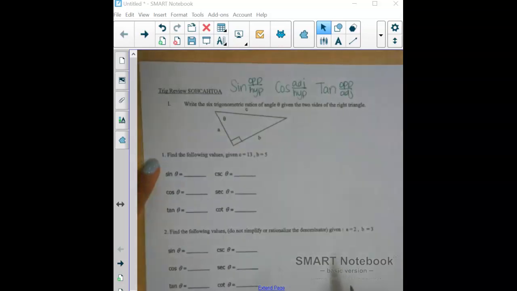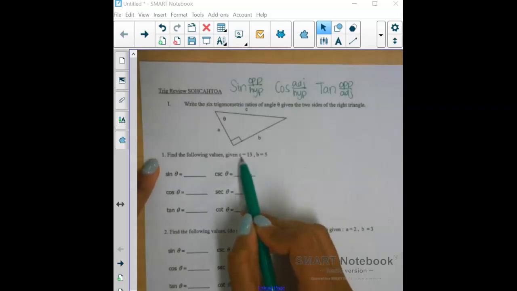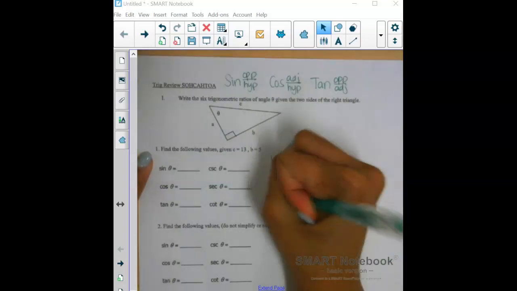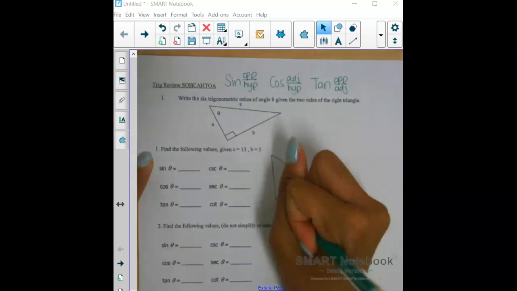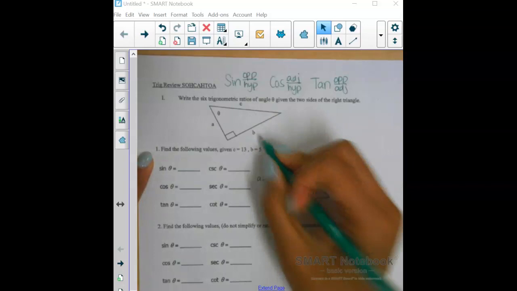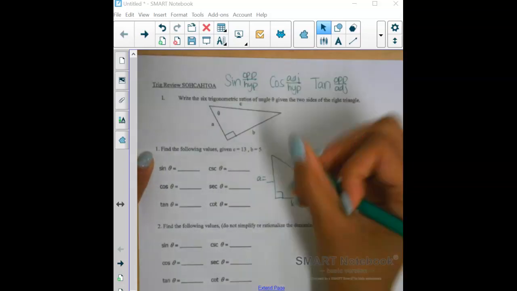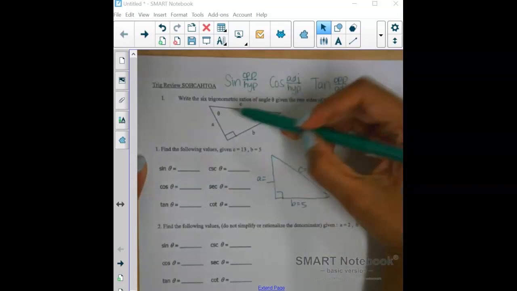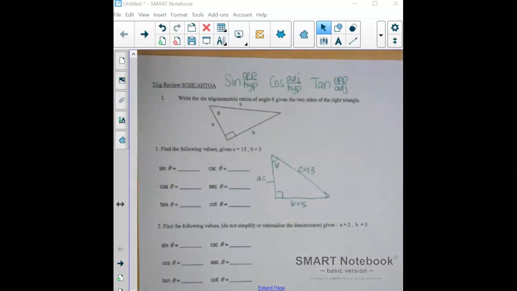For question number 1, we need to find the following values for sine all the way through cotangent for C equals 13 and B equals 5. I'm going to redraw my triangle, the given one at the top. This is my 90 degrees. This is side A. This is B, and we know B to be 5. Your hypotenuse is C, which is 13. The reference angle that I'm looking at is theta, in this top corner here. So this angle is theta.